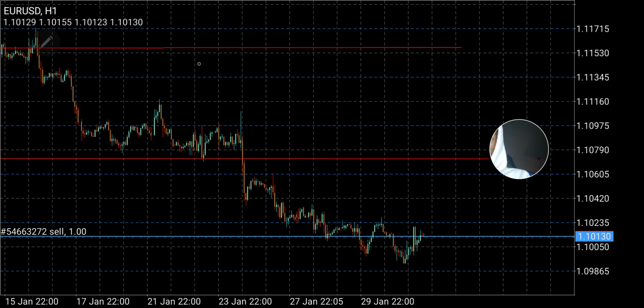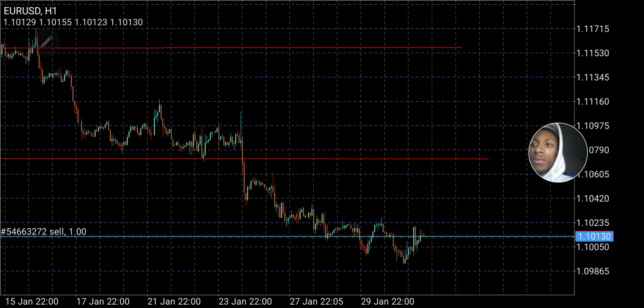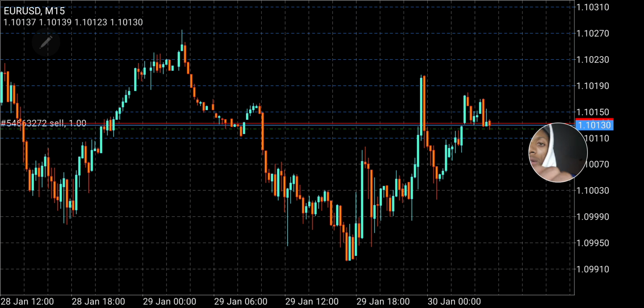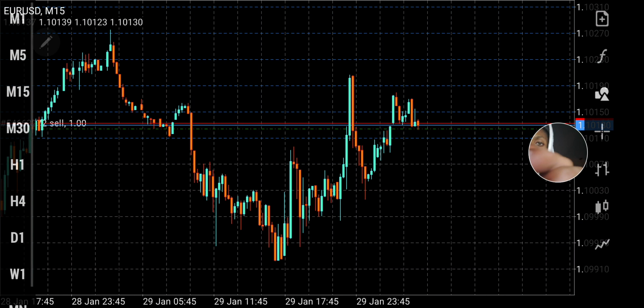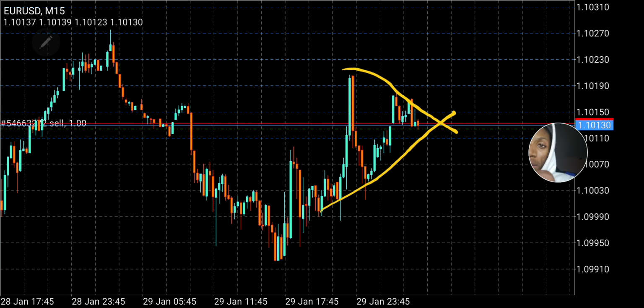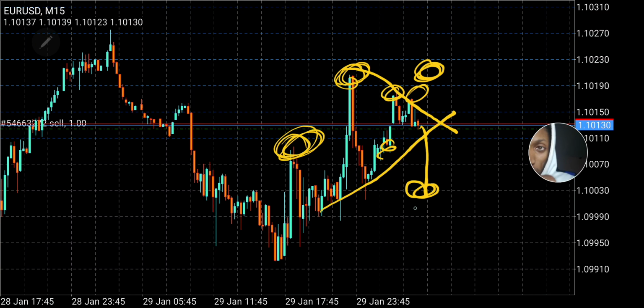But we're gonna go ahead and go to a smaller time frame. Look at this at the 15. So what do you see on the 15? This right here. So it was bulls for a second. But it didn't give me a higher high. This is a higher high. This is a higher high. It didn't give me a third higher high. It gave me some lower lows, and now it's gonna give me some more lower lows.